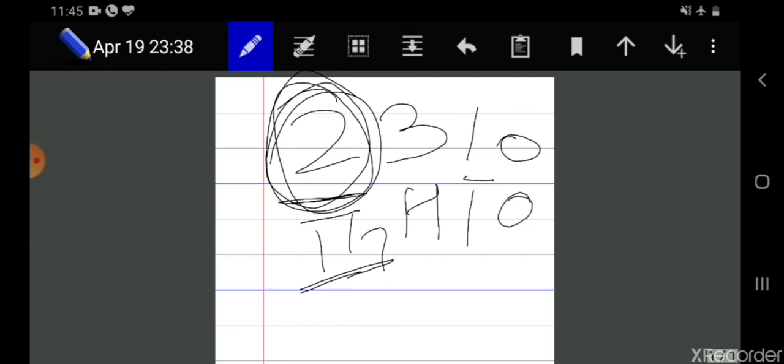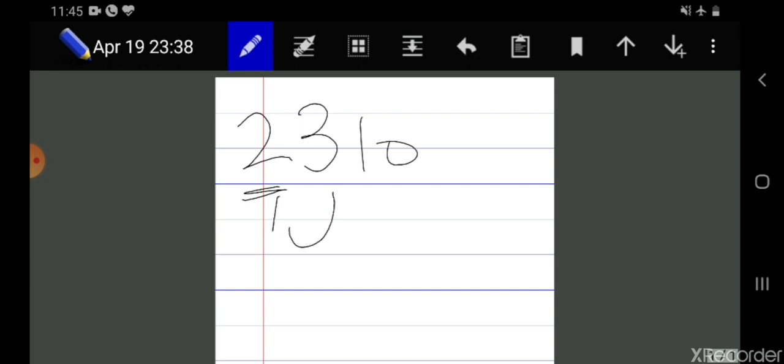So if we estimate 2310 to the nearest 1000, what will be the value? As we have already discussed in our previous lecture, if we have to estimate to the nearest 1000, we see the number or place value after that. The place value after that is the hundreds, and 3 is at the hundreds place.